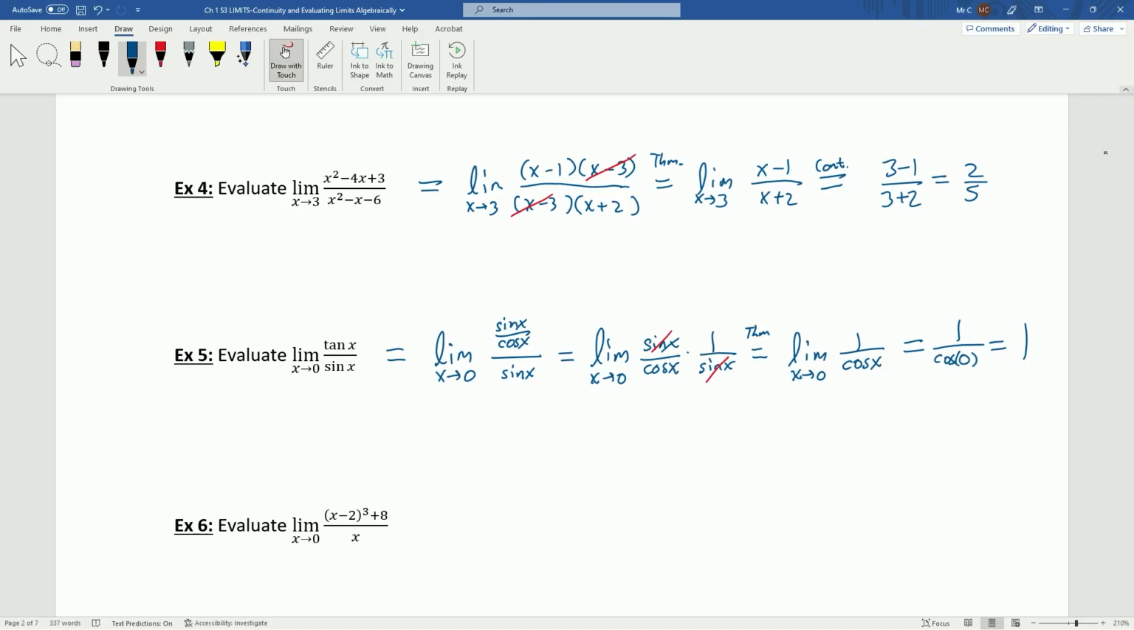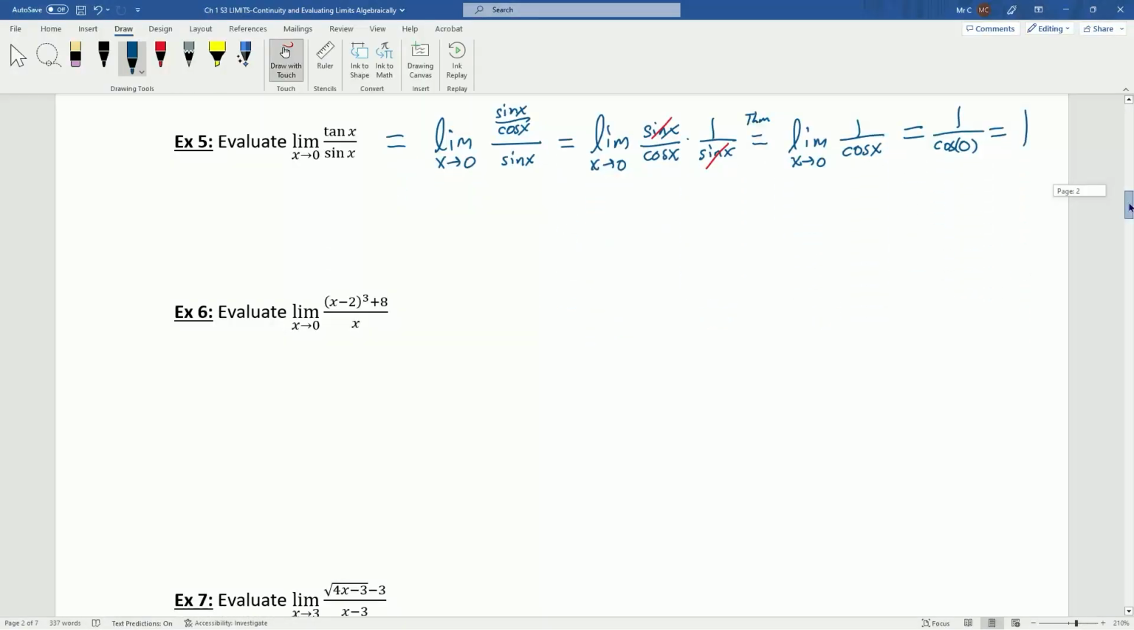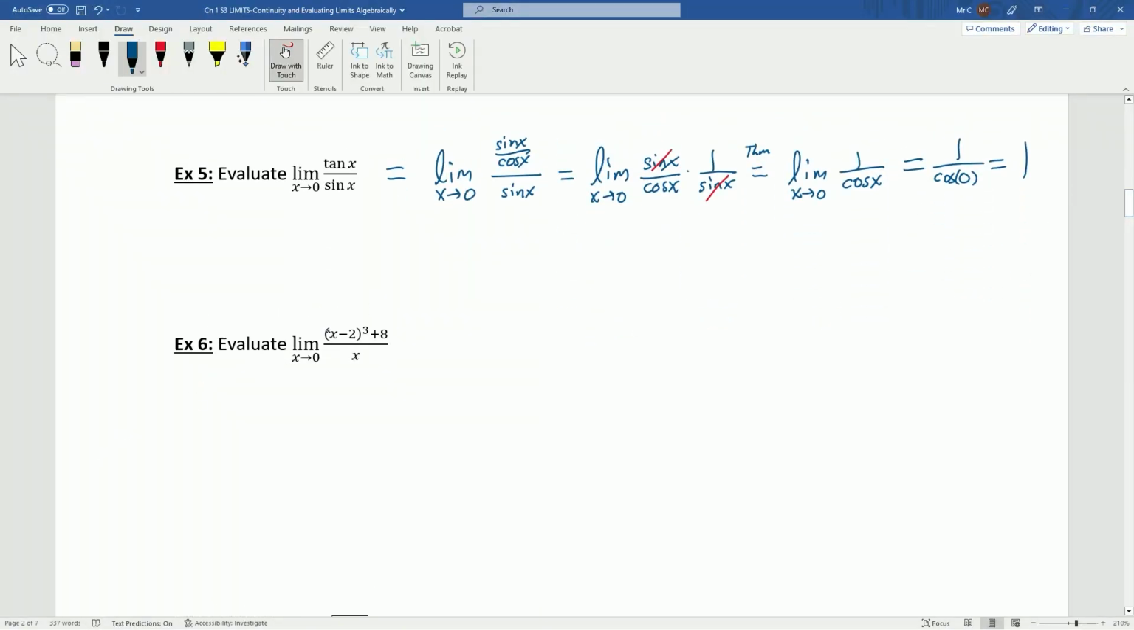All right, let's continue. All right, now this one's a bit trickier. We've got the limit as x goes to 0 of (x minus 2) cubed plus 8 over x.